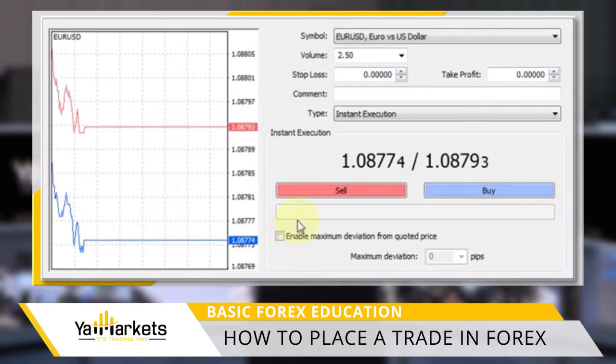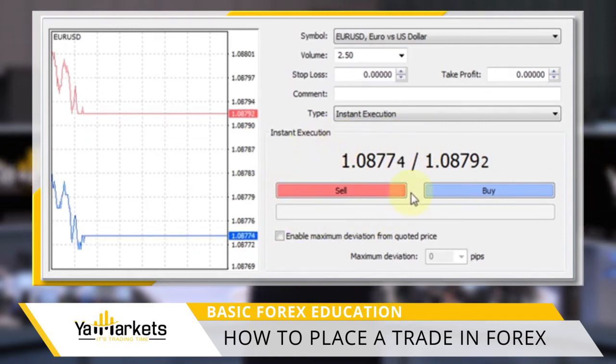So if you want to sell €1, you'll sell it at the bid price 1.3598, and if you want to buy €1, you'll buy it at the price 1.3600.